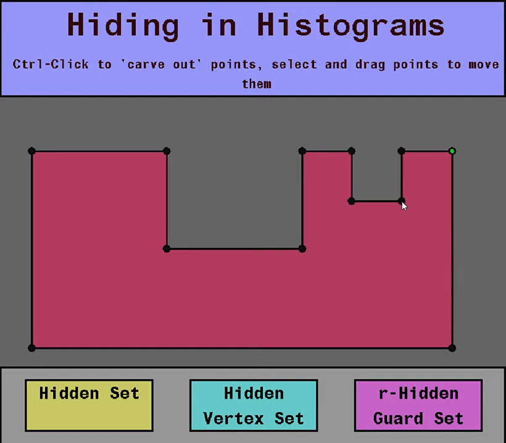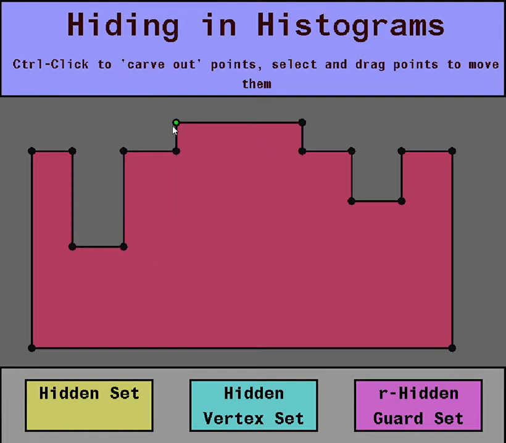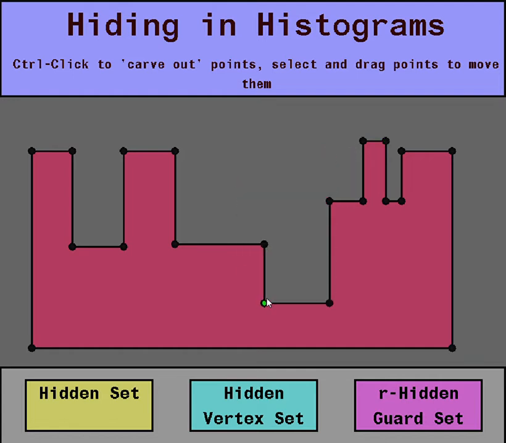This program allows you to pencil in pretty much any histogram you would like. You control-click to add in a point on an edge, and then you can select these corners and drag them around. You can't violate monotonicity. That's the one rule. So no playing around like that or anything. It's pretty defensively programmed.